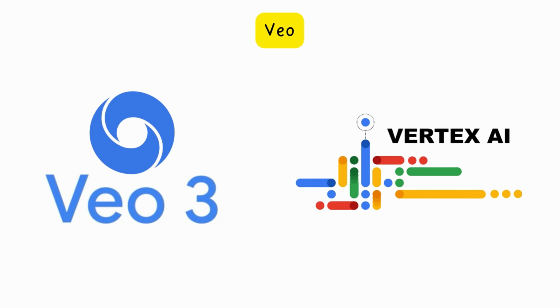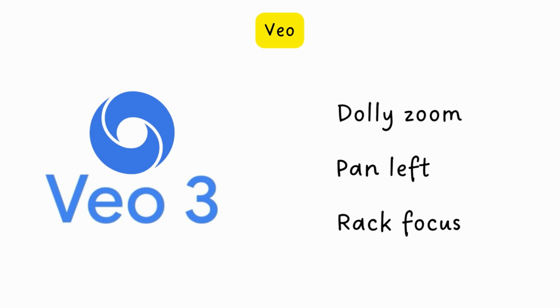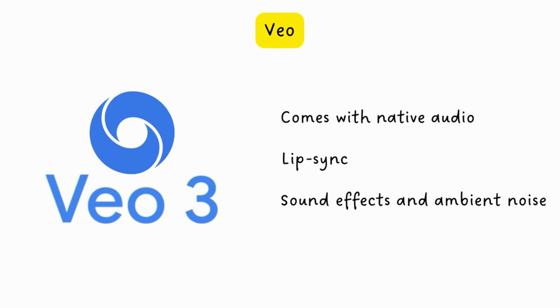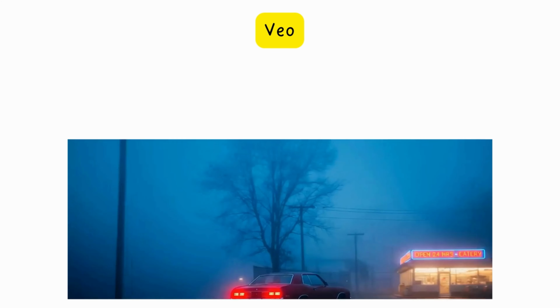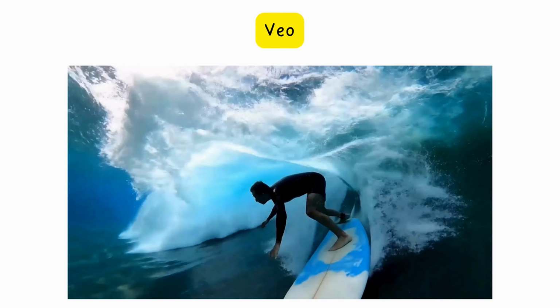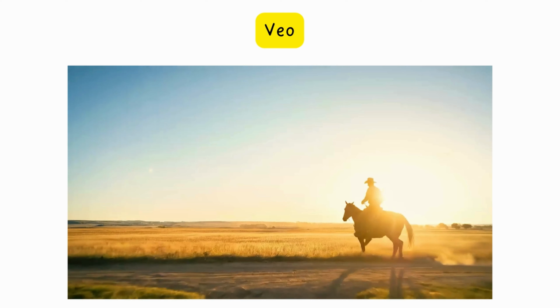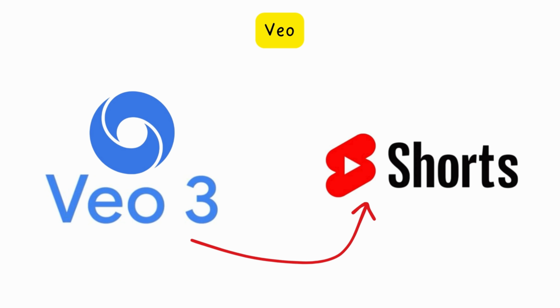Veo. Google's Veo 3 is built for the director's chair. Integrated into the Vertex AI ecosystem, it understands cinematic language better than its peers. Terms like dolly zoom, pan left, or rack focus actually translate into camera movement. The native audio generation sets it apart. Synchronized dialogue with accurate lip sync, sound effects, and ambient noise all generated alongside the visuals, eliminating the awkward post-production audio scramble that plagues other tools. It's incredibly polished, offering 1080p resolution that integrates seamlessly with YouTube Shorts.